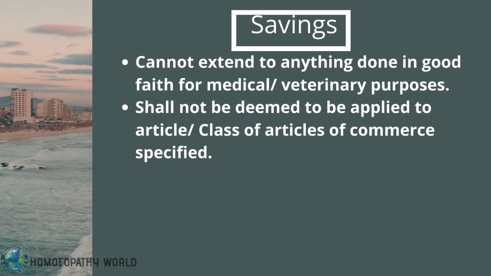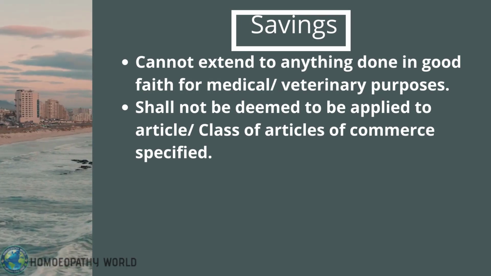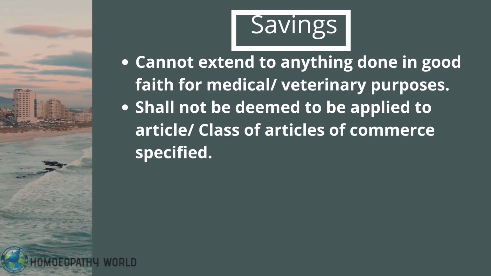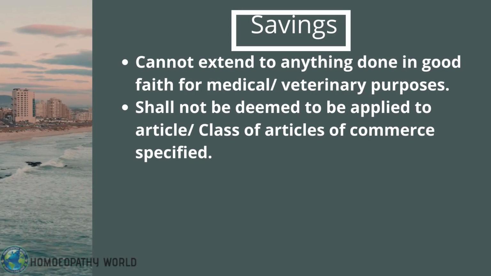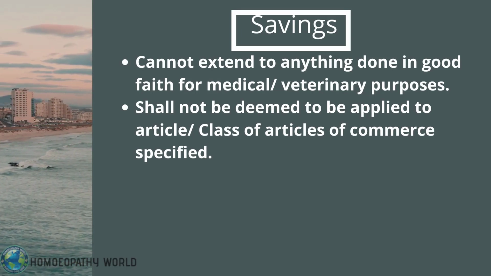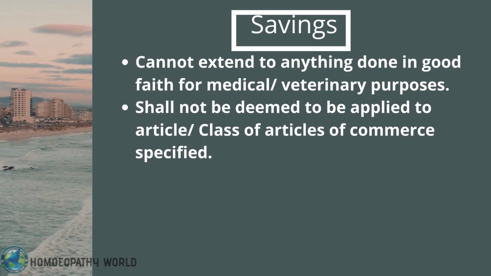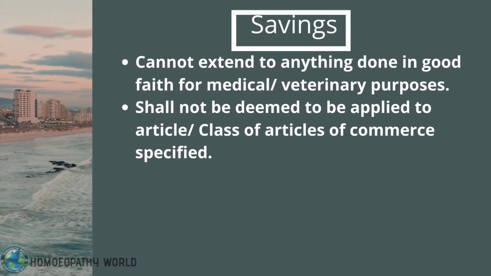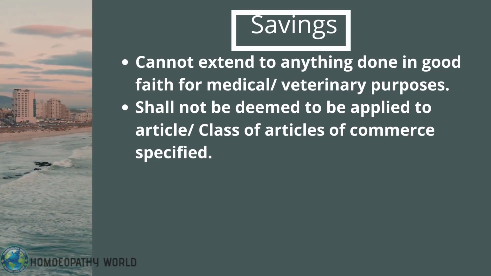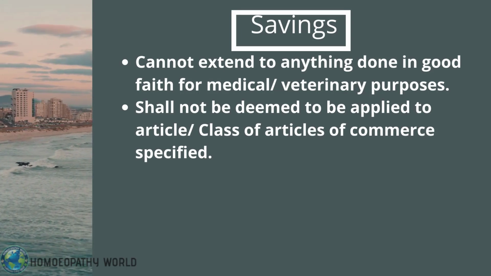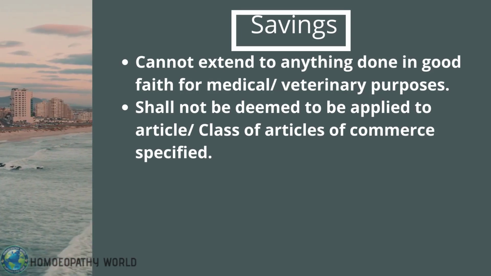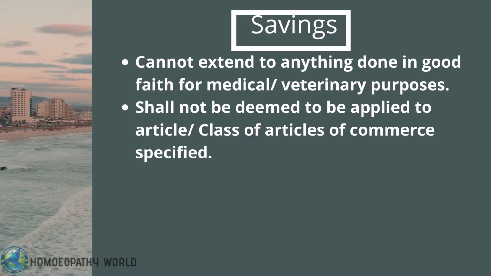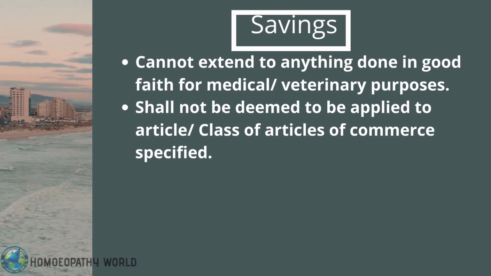And this act shall not be deemed to apply to an article or class of articles of commerce specified. What is commerce specified? Basically, if you know anything about shaping or cutting glass, when they cut the glass, they sometimes use acid to break the glass. So that is like a commerce specified. This particular acid is a poison, but it is used for commercial purpose. It is used for cutting of the glass. So it can be a poison, but it is also for the use of commerce.